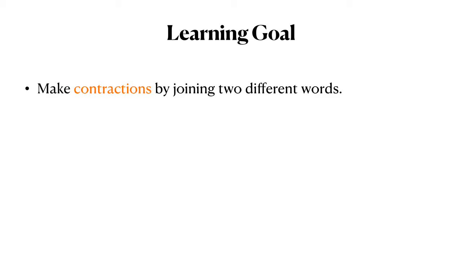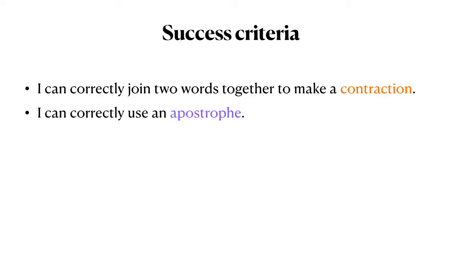Today, we're going to look at some contraction action, which is really just looking at contractions. We just have one learning goal today, and that is to make contractions by joining two different words. We have two success criteria today. By the end, you should be able to say, I can correctly join two words together to make a contraction. And you should be able to say, I can correctly use an apostrophe.